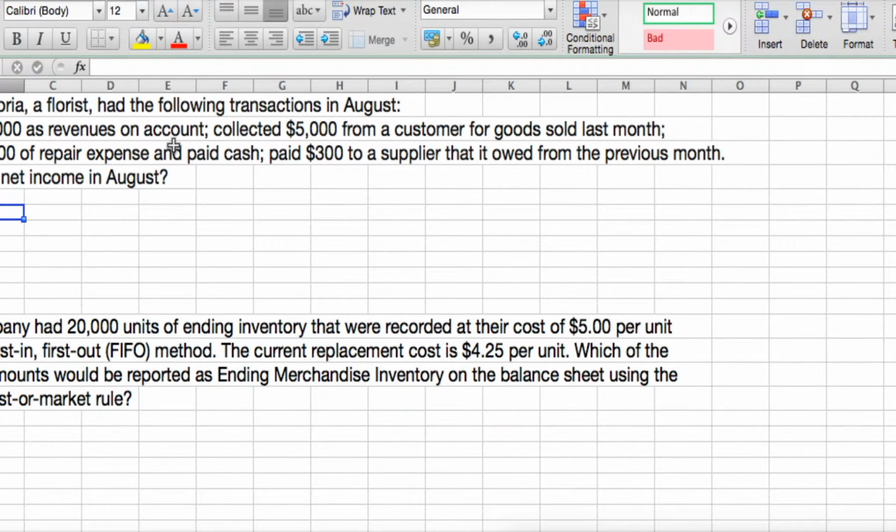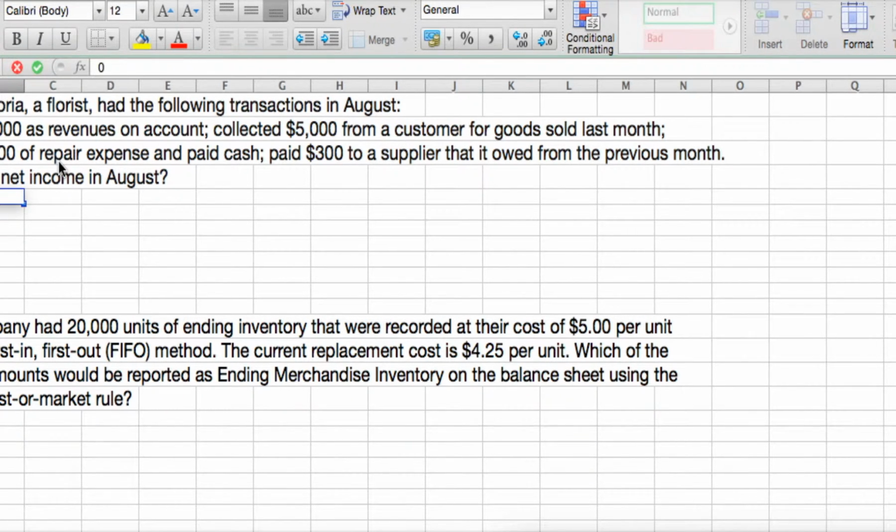Now I'm going to subtract out the relevant expenses for this month. So it says here I incurred $800 of repair expense this month and paid cash. Doesn't really matter that I paid cash, but since I incurred it this month, I'm going to put in parentheses $800.